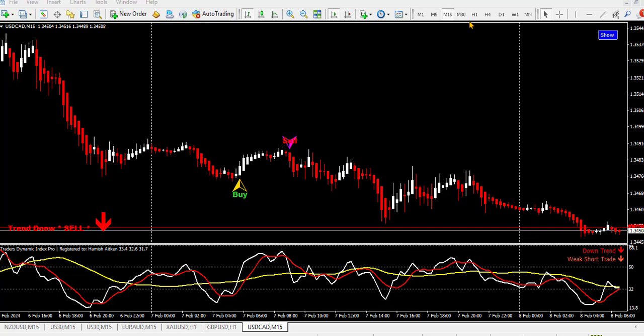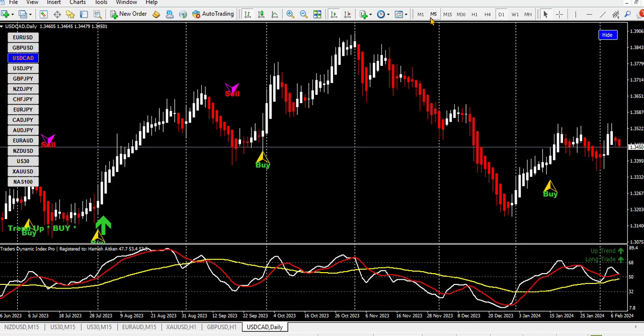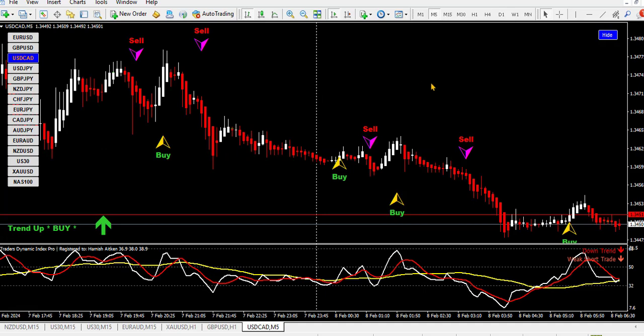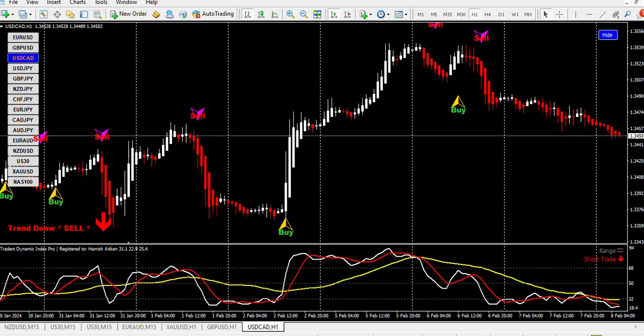Now here it is on 15 minutes, and we have it here on 1 hour. Here it is on D1, on daily. Here it is on 5 minutes. The methodology still remains the same. So if you want to use it on a lower time frame, just check the higher time frame, and on the higher time frame here we have a sell signal generated.